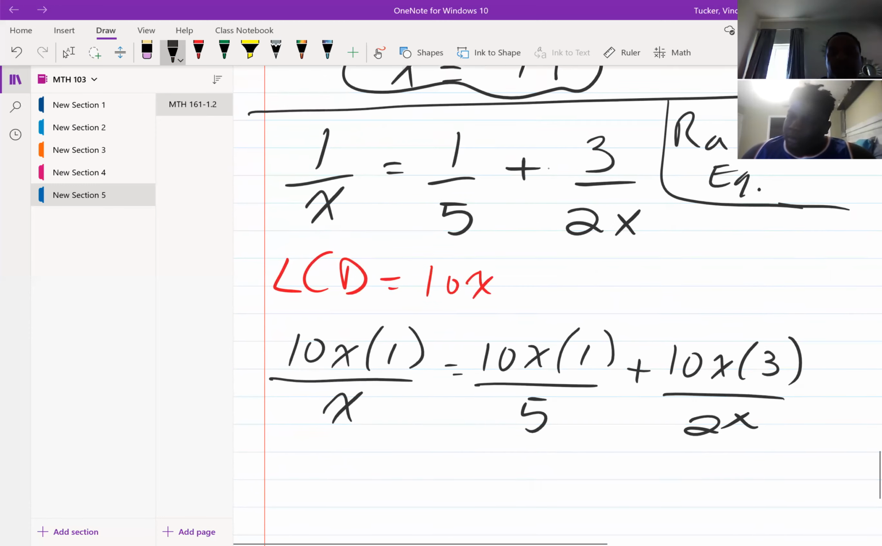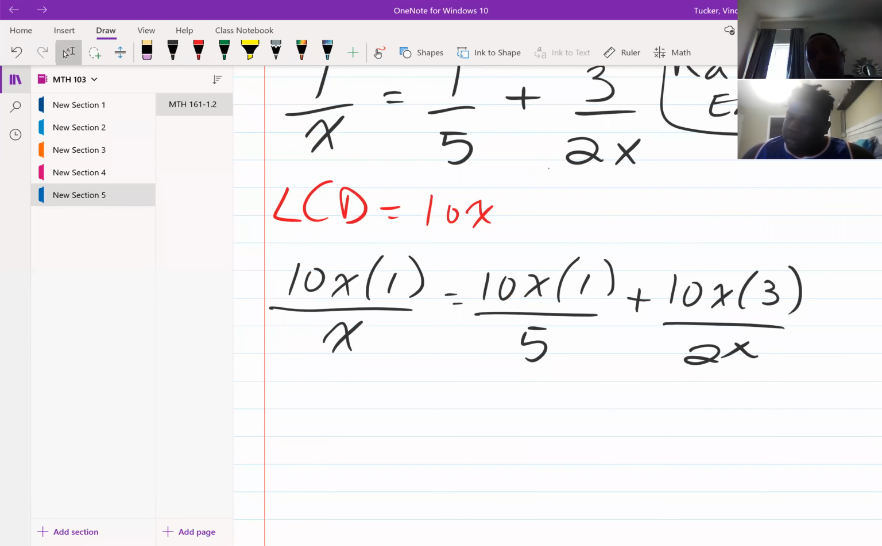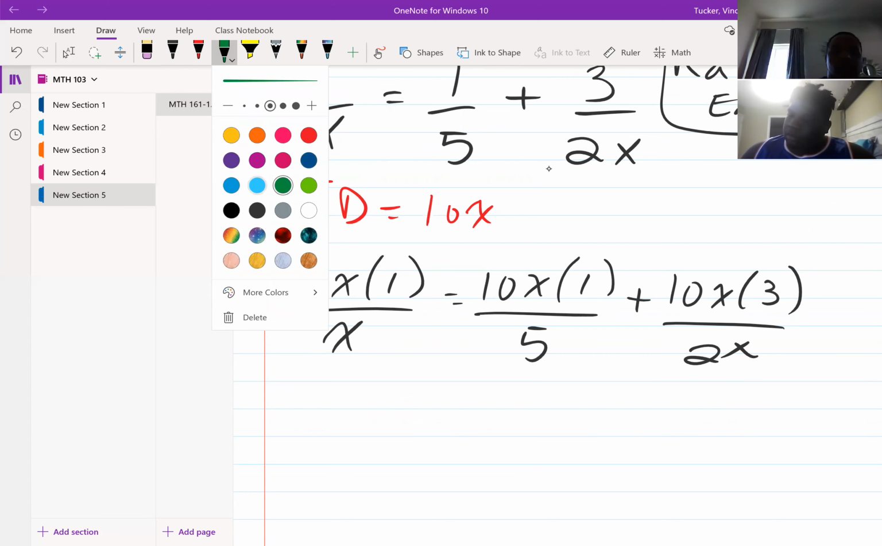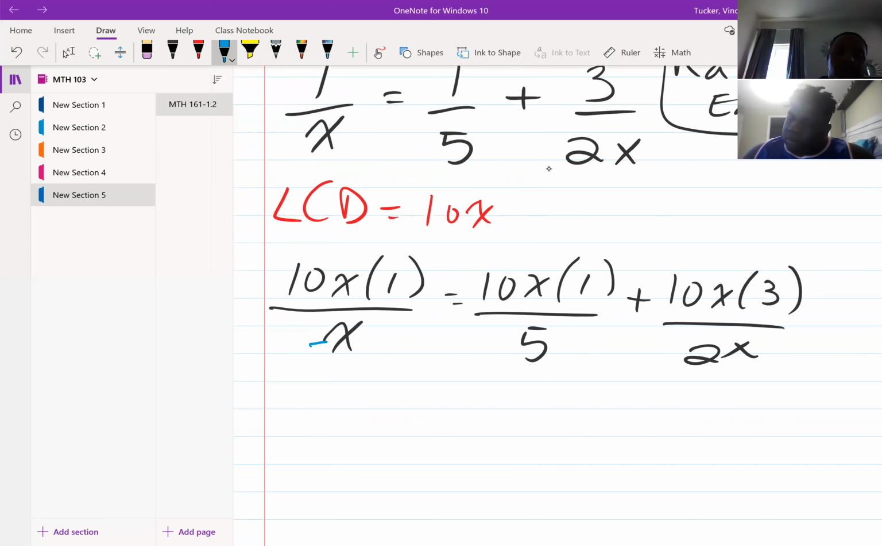So we're following the same steps as in the previous example. Find the LCD and multiply that LCD to each numerator. Now we're going to cancel, or reduce, simplify. The x's will reduce in the first one. You're left with 10 times 1, which is 10.